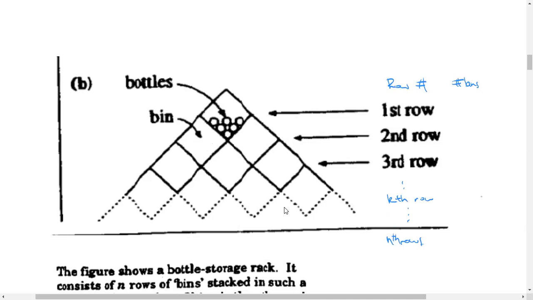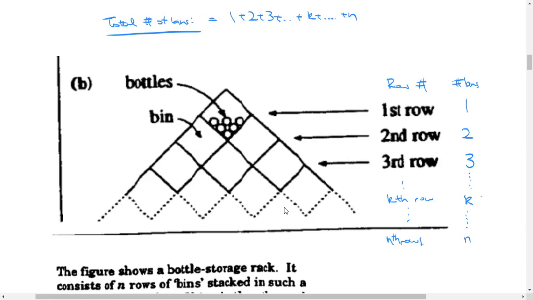Well, let's look at the number of bins in each row. The first row, as per the definition, has 1. The second row has 2. The third row has 3. The fourth row will have 4. The fifth row will have 5. So the kth row will have k. And lastly, the nth row will have n. So the total number of bins, you can probably see, is you just need to add up the number of bins in each row, which is equal to 1 plus 2 plus 3 plus some number k plus the number n, which basically is just 1 added all the way up to n.